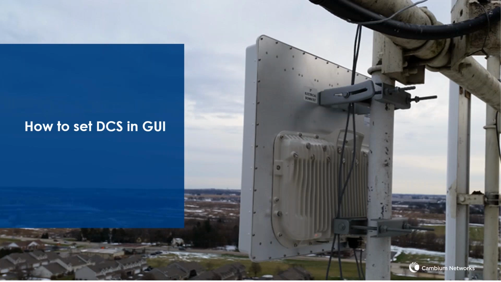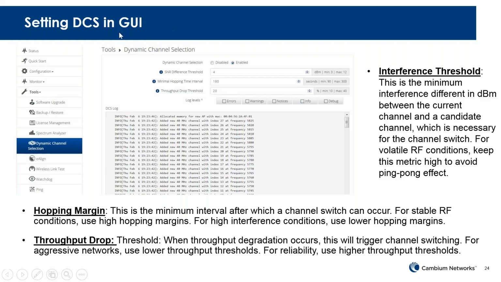Now, from a quick configuration point of view, once you download the firmware, how do you set DCS in the GUI? If you go to the radio, go to tools and dynamic channel selection, and enable it. The first thing you have to do is enable it. And then you have three main options that you have to configure, and each one has its own reason why you would choose it. We also have logs in case you want to switch back or change as well.